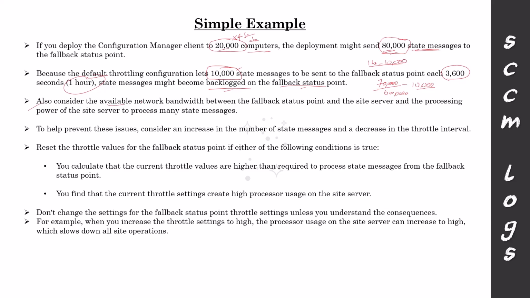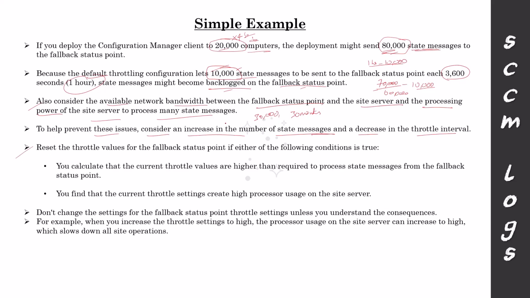So consider the available network bandwidth between the FSP and the site server, and also the processing power of the site server to process this many state messages. To prevent these backlogging issues, consider an increase in the number of state messages and a decrease in the throttle interval. For example, by default we have 10,000 state messages in 1 hour of time, right? You can increase it to 30,000 state messages, and also decrease the time to 30 minutes.